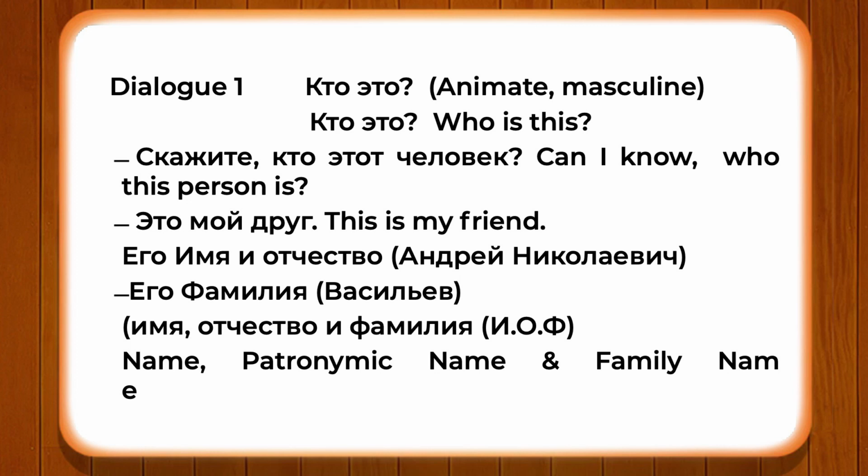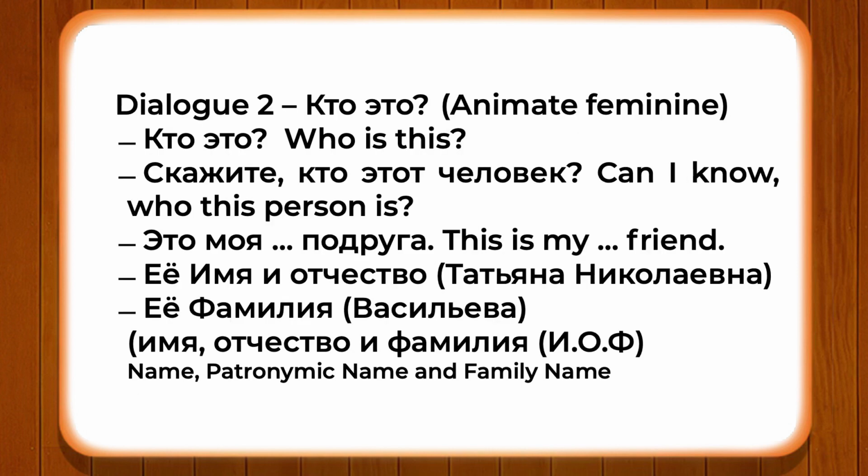Let us see what it is in translation. Who is this? Can I know who this person is? This is my friend. His name and patronymic is Andrei Nikolaevich. Его фамилия, that means his family name, is Vasiliev. Имя, отчество и фамилия, sometimes it appears as an abbreviation when you're filling in forms near the airport, or in hotels, etc. So, имя, отчество и фамилия is name, patronymic name and the last name or the family name.